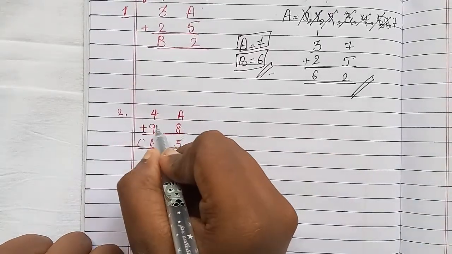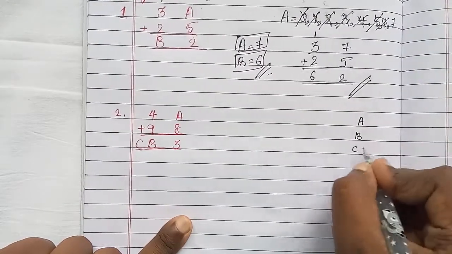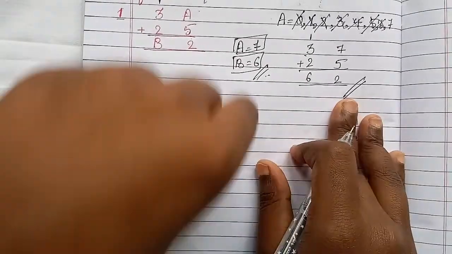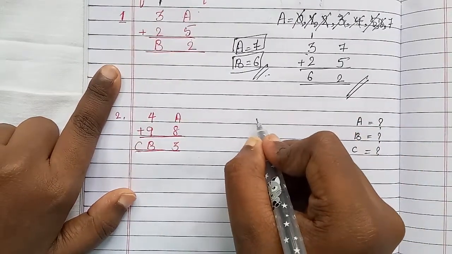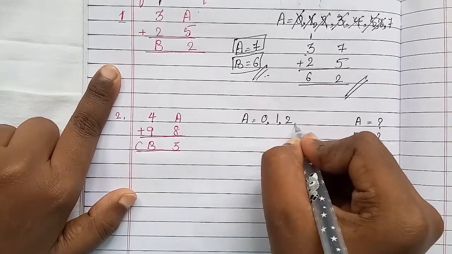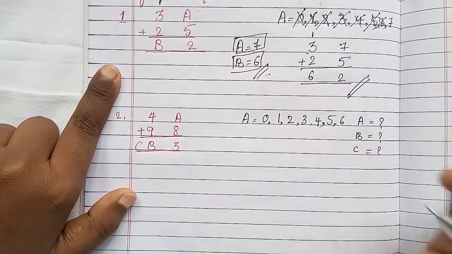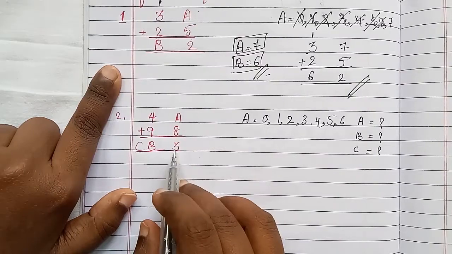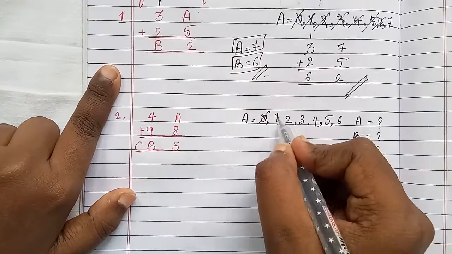Problem number 2. We did not know the value of a, b and c. I will take the first value of a, which means the trial and error method. a is equal to 0, 1, 2, 3, 4, 5, 6. I will take the value of a as 0. 8 plus 0 is 8. There is no 8. It's also wrong. 8 plus 1 is 9. There is no 9. It's also wrong.